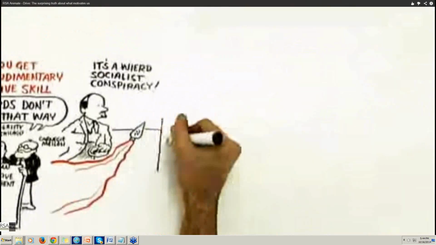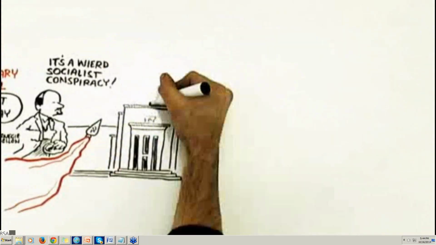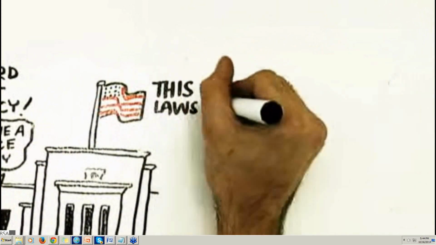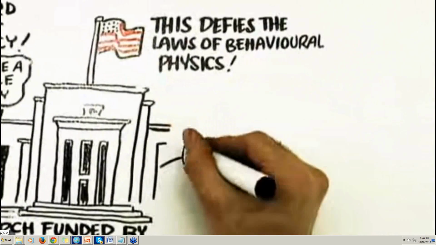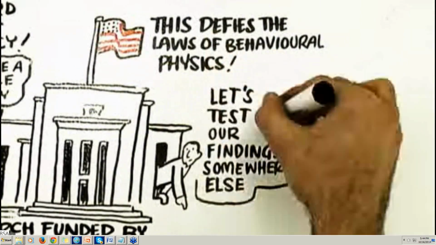For those of you who have those conspiracy theories, I want to point out the notoriously left-wing socialist group that financed the research: the Federal Reserve Bank. So this is the mainstream of the mainstream coming to a conclusion that's quite surprising and seems to defy the laws of behavioral physics. It's a strange finding. So what did they do? They said, this is freaky. Let's go test it somewhere else.